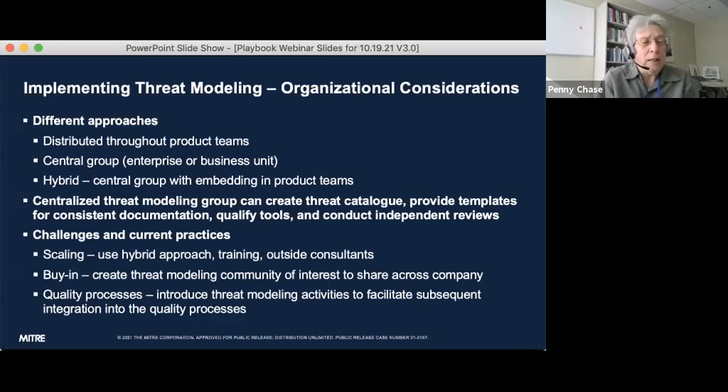And finally, the existing quality processes. At some point, threat modeling activities will probably become a part of the quality processes. But even before that happens, as you introduce threat modeling activities, think about what it will mean to integrate those activities into quality processes and try to do things so you'll make it easier to do that.